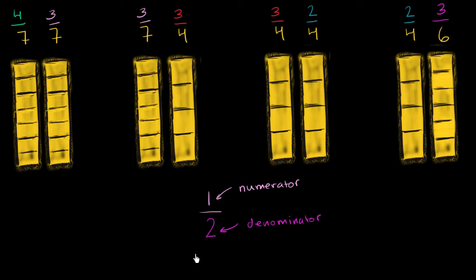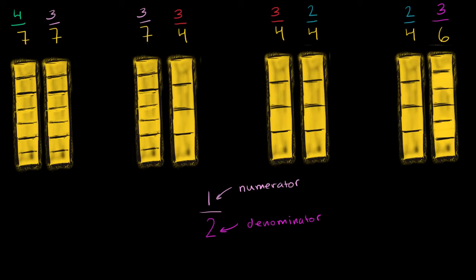Now that we know that the top number is the numerator of the fraction, the bottom number is the denominator, I want to compare pairs of fractions that have either the same denominator or the same numerator. So let's look at this first pair. I want to compare 4/7 to 3/7, and I have two wholes right over here. They're the same whole, and I've divided them into 7 equal chunks. And I want to see what's larger, 4/7 or 3/7.